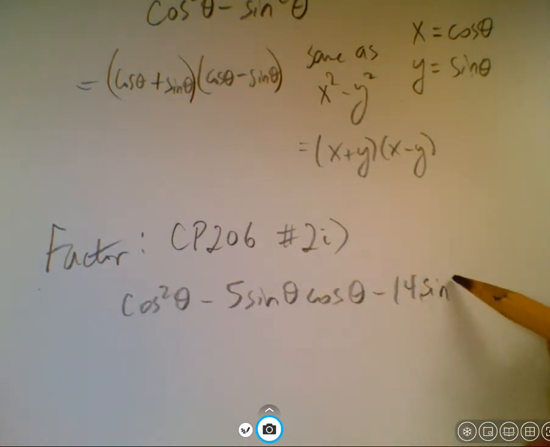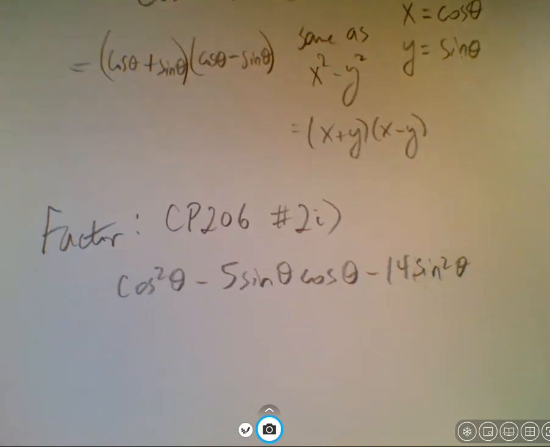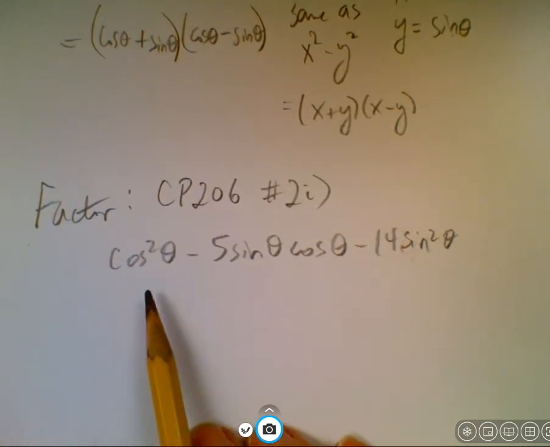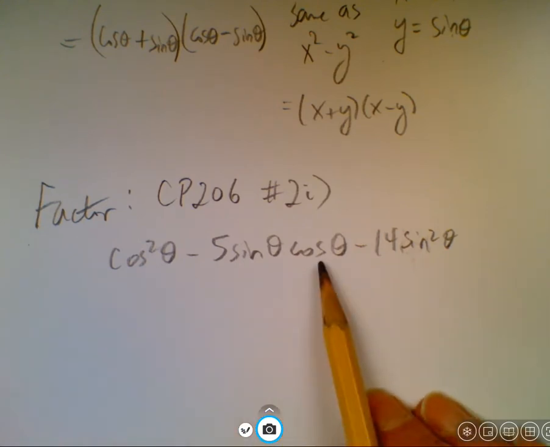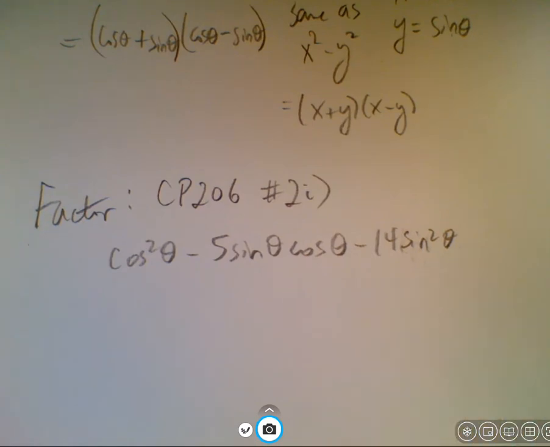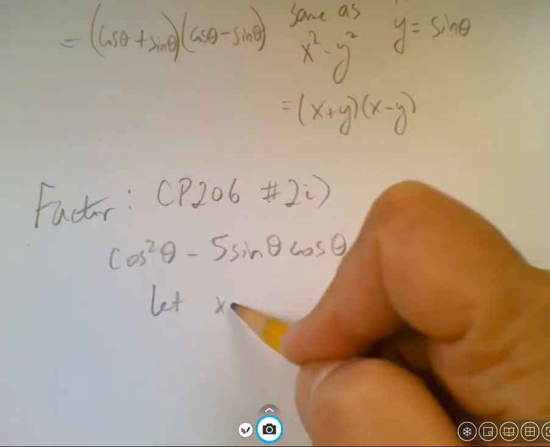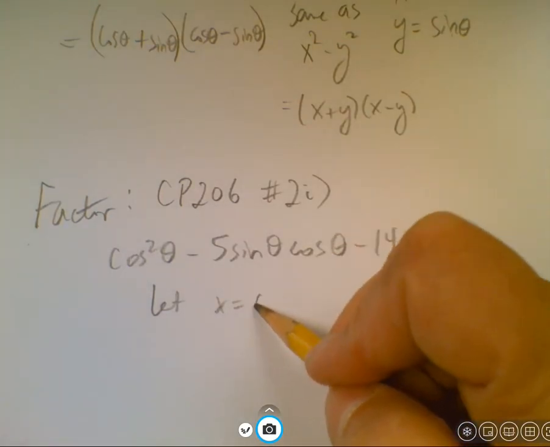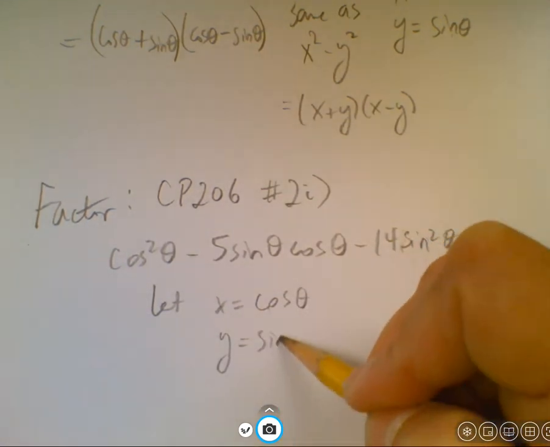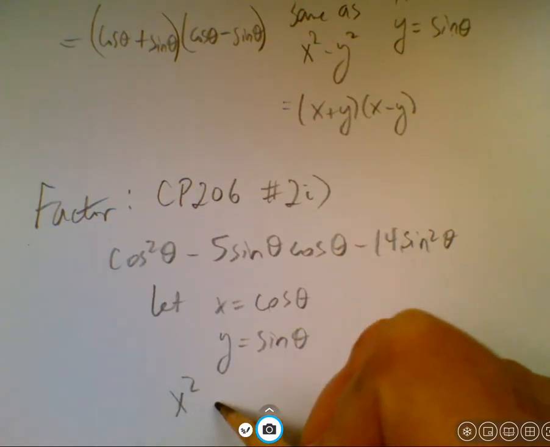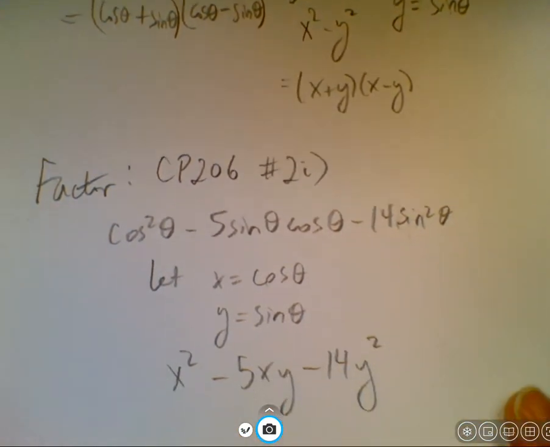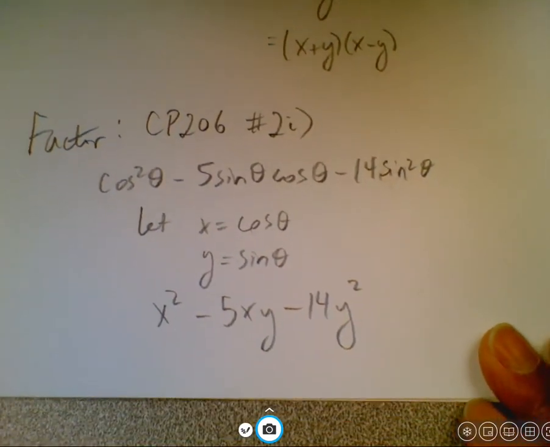Right? They look really scary because of the sine and cos, and it looks like a big long sentence. But if you realize that all we have here is something squared, here it is again, and this thing here, and here it is squared, we can do our change of variable, which we've done many times in our course. So we let x equal cos theta and y equal sine theta, and now I have x squared minus 5xy minus 14y squared. And hopefully you're still okay with factoring this.